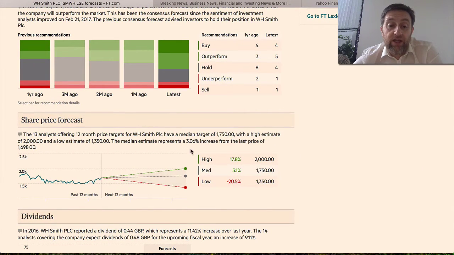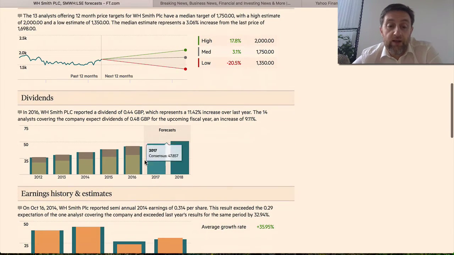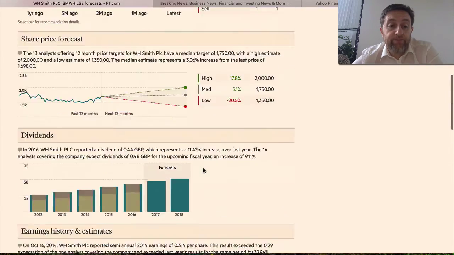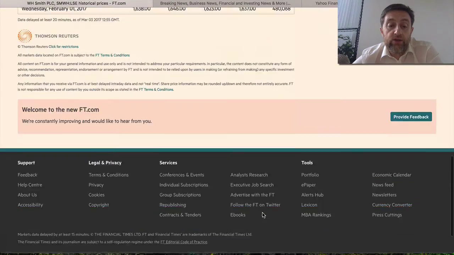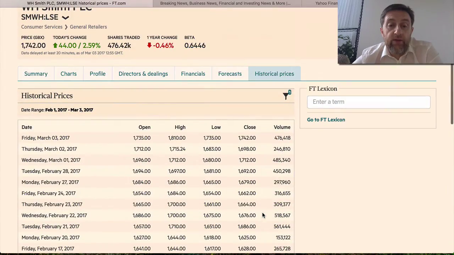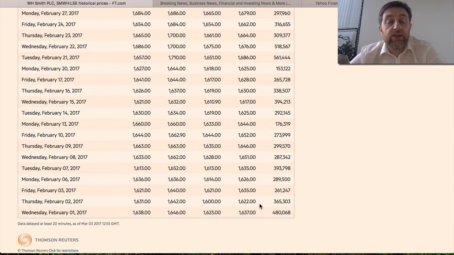There's the share price forecast according to these 13 analysts who have provided the information. The expectation is the price would go up by 17% at the very highest estimate, but on average the median analysts say it should go up by about 3.1%. There's a forecast of dividends, and then we can go into historical prices, and these are the historical prices going back. If I was going to download data and you didn't have access to a lot of data or price databases, I would probably use Yahoo Finance for that.